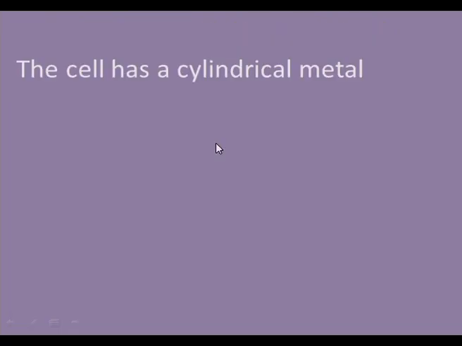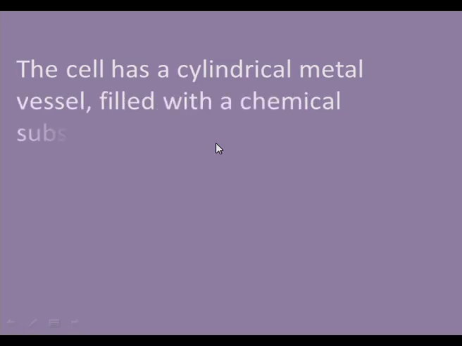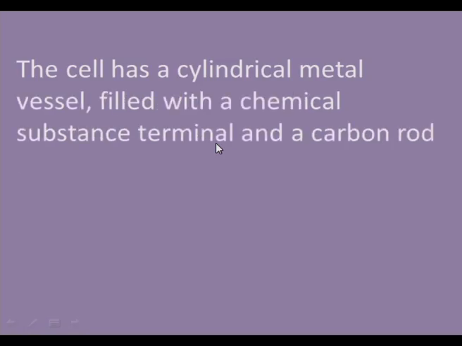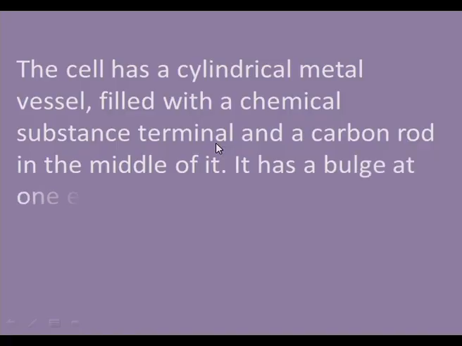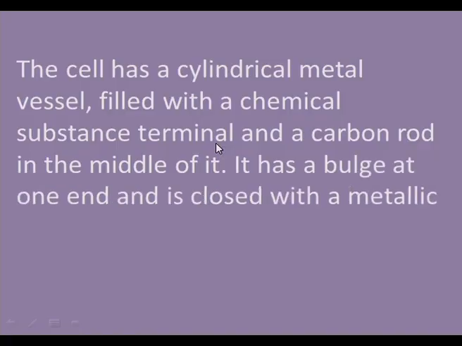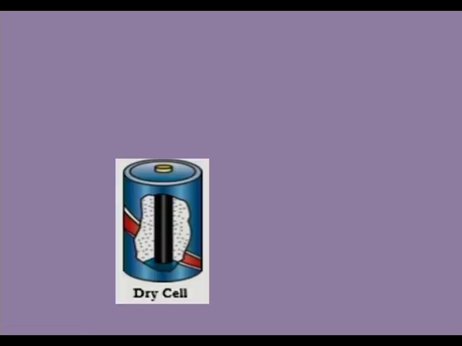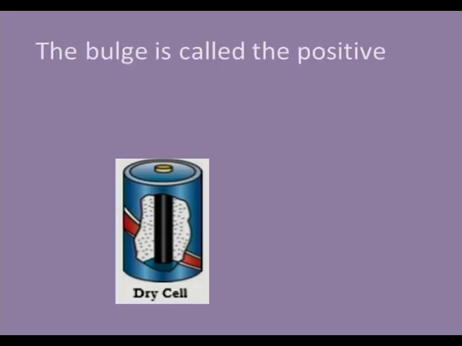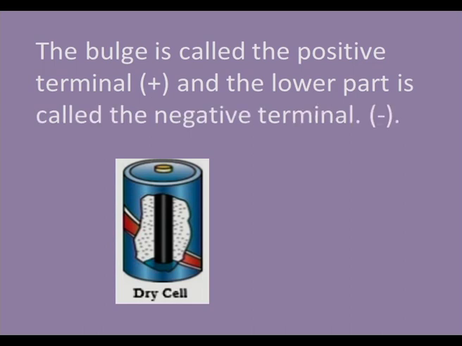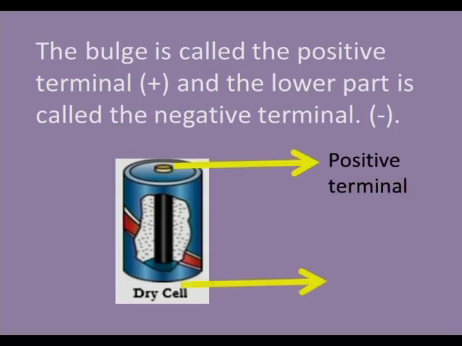The cell has a cylindrical metal vessel filled with a chemical substance, and a carbon rod in the middle of it. It has a bulge at one end and is closed with a metallic cap. Now observe the cell. The metallic cap is above, and the chemical is present inside. The bulge end is called the positive terminal and the lower part is called the negative terminal. This is the positive terminal, and this is the negative terminal of the cell.